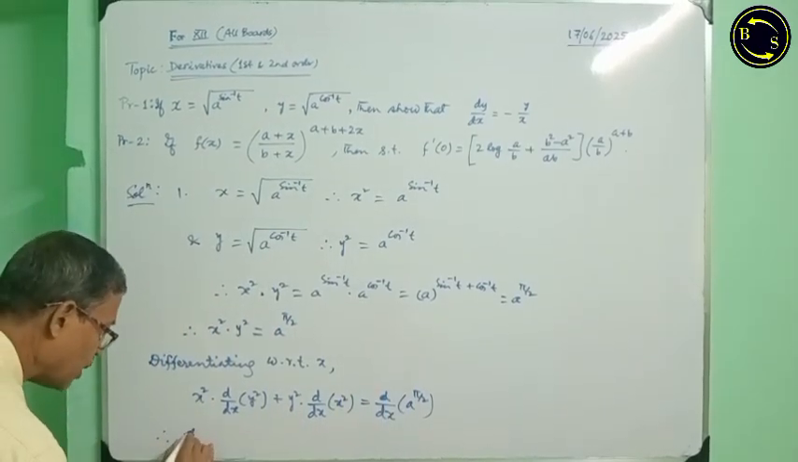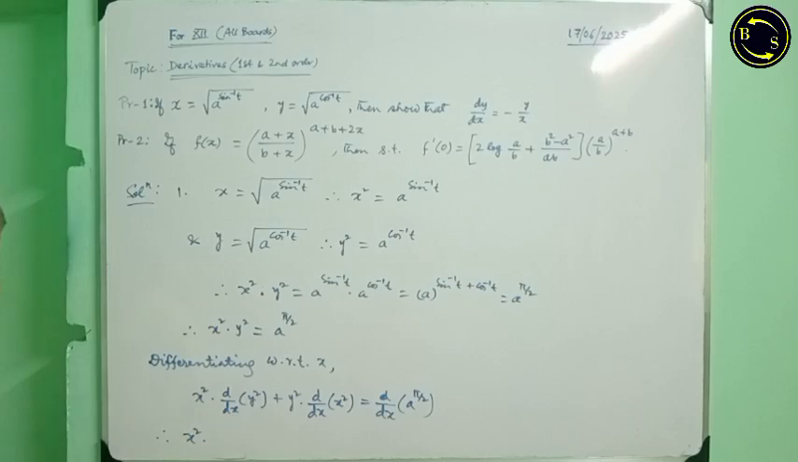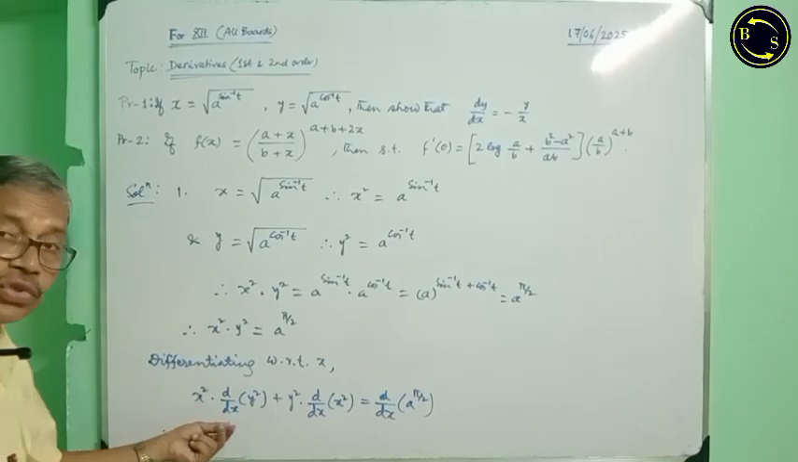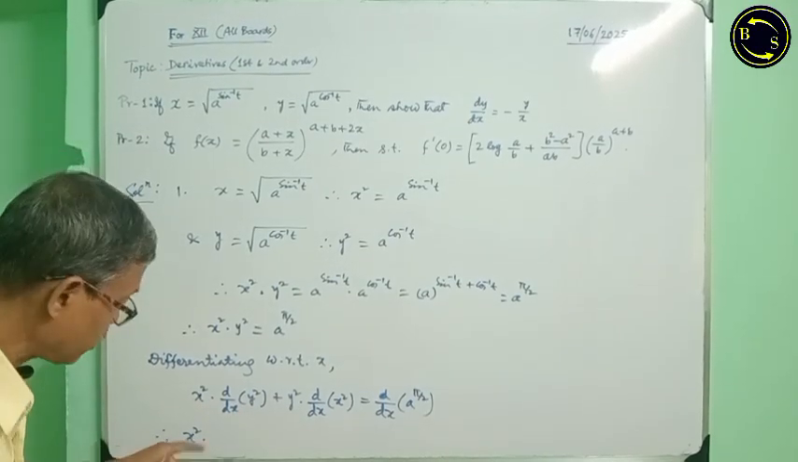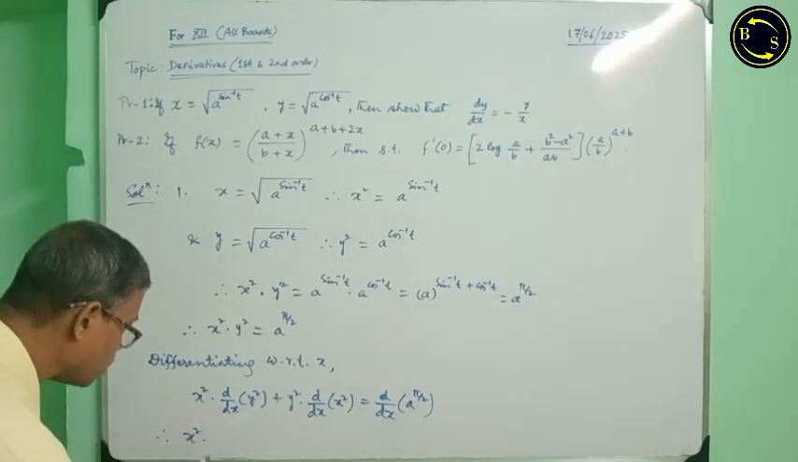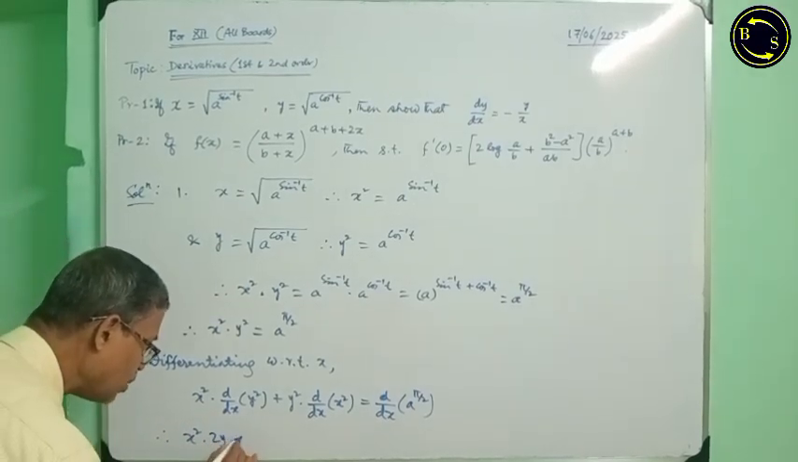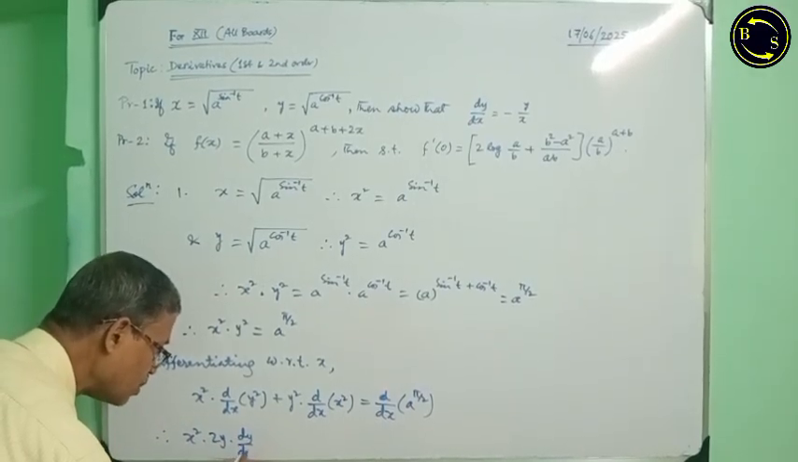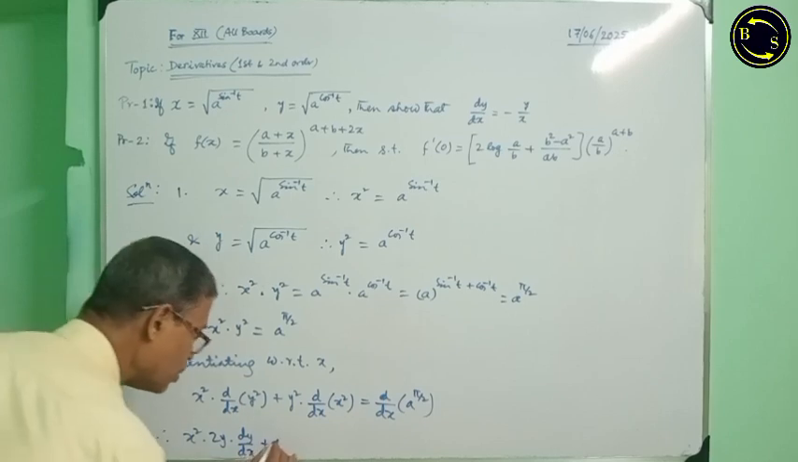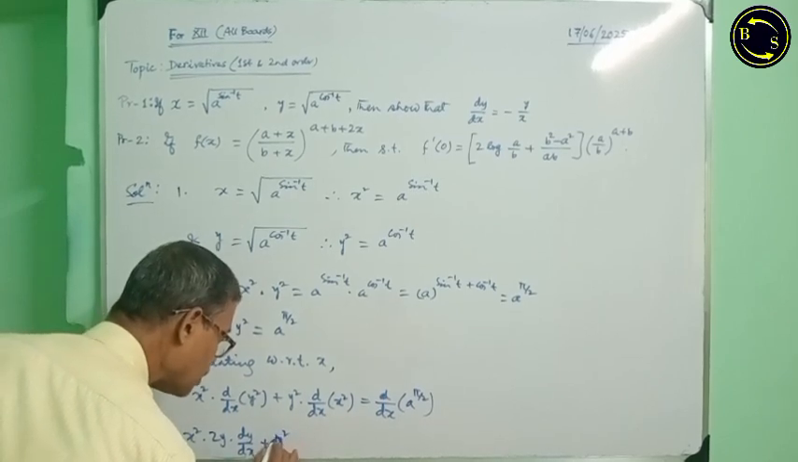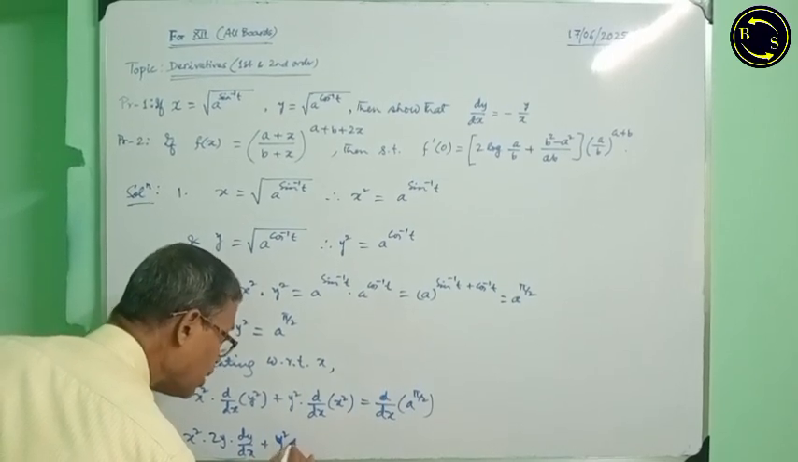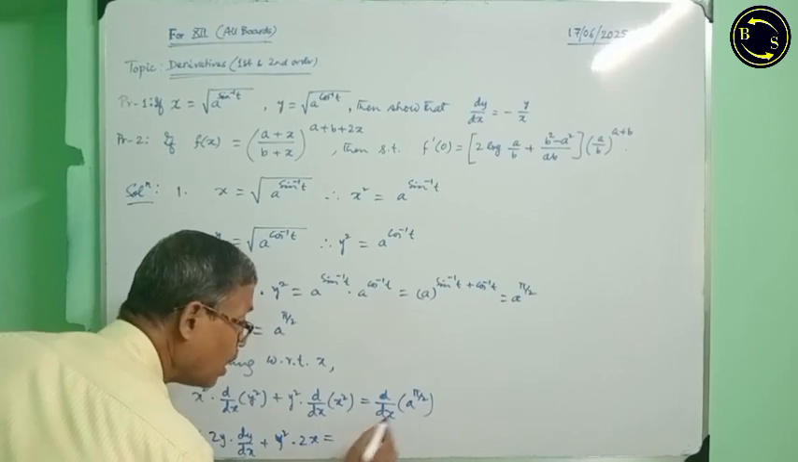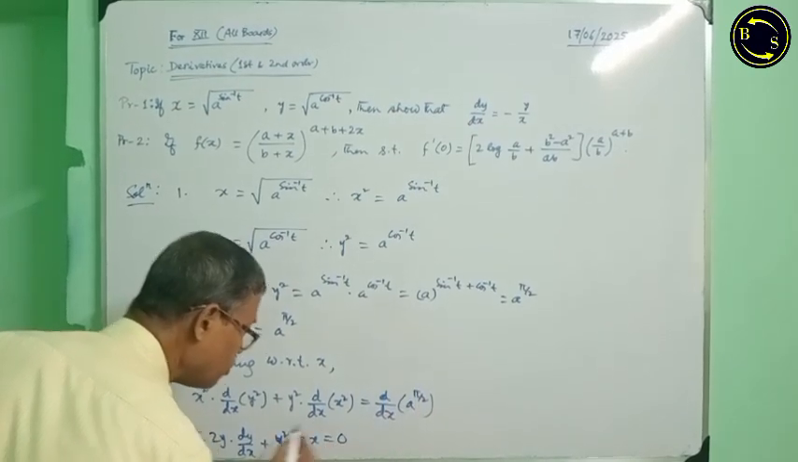Therefore, x square. Now this is y square, therefore we have to use the chain rule. We do that mentally. d dy of y square is 2y into dy dx, plus y square into 2x, and this is a constant, therefore the derivative will be 0.